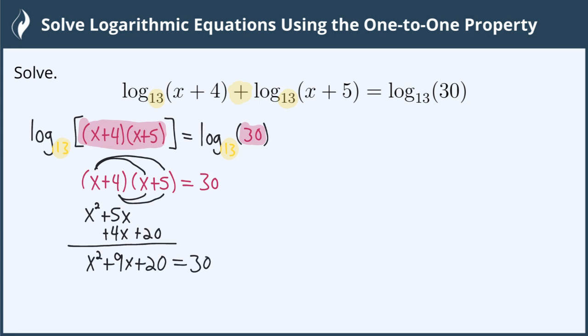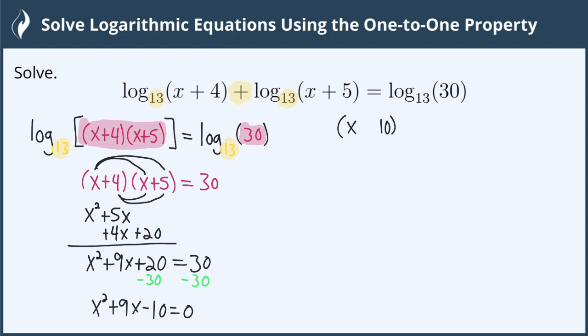We do, again, need to make it equal to 0 so we can continue to solve. And to do that, we're going to subtract 30 on both sides. And when we do that, we end up with x squared plus 9x minus 10 equals 0. Now, thankfully, this is factorable. We need to find two numbers that multiply to negative 10, but add to positive 9. So we know that 10 and 1 are going to multiply to 10, but we need one to be positive and one to be negative so that we get the negative 10.